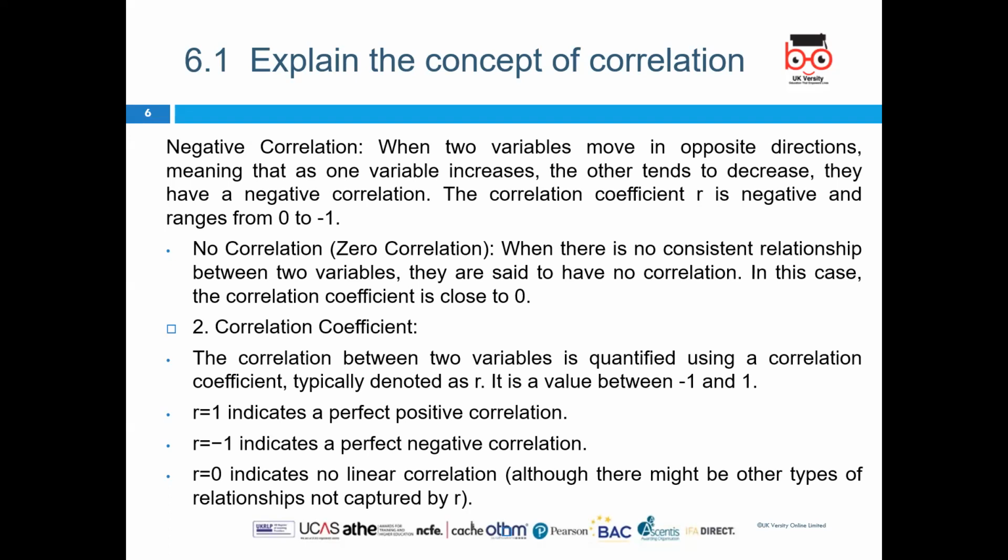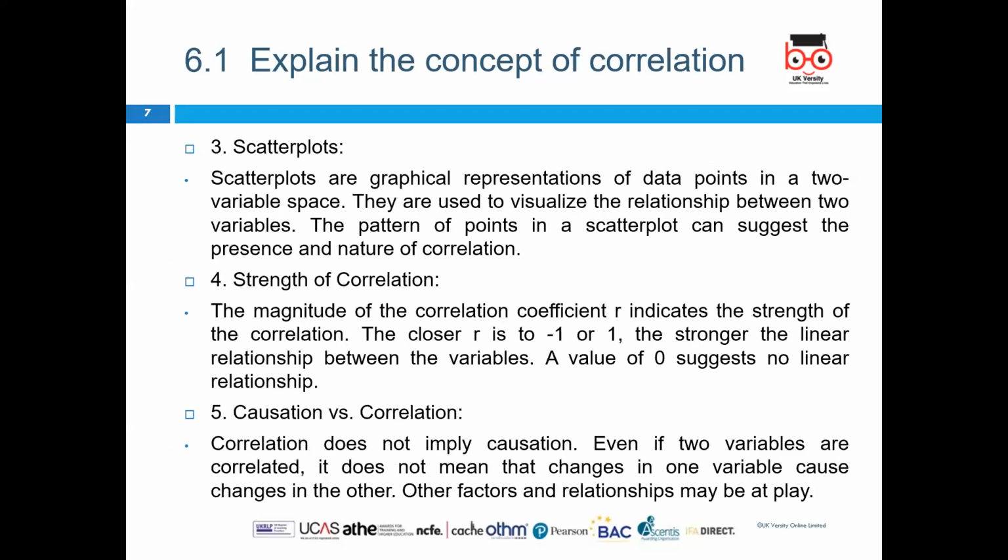Although there might be other types of relationships which are not captured by R, for example, it could be a causal relationship. But for all purposes, if R is equal to 0, that means there is no linear correlation between the variables.